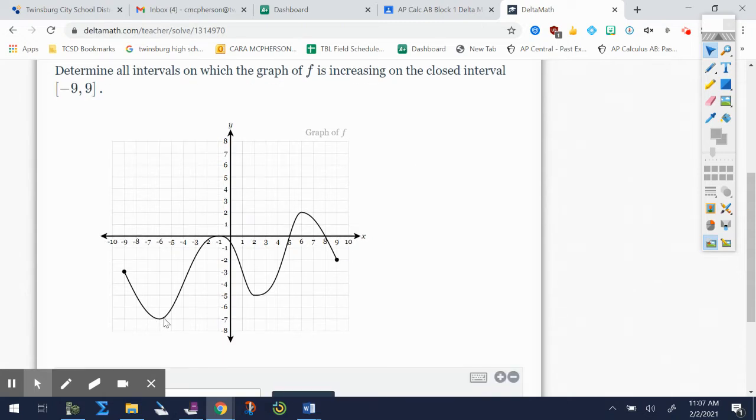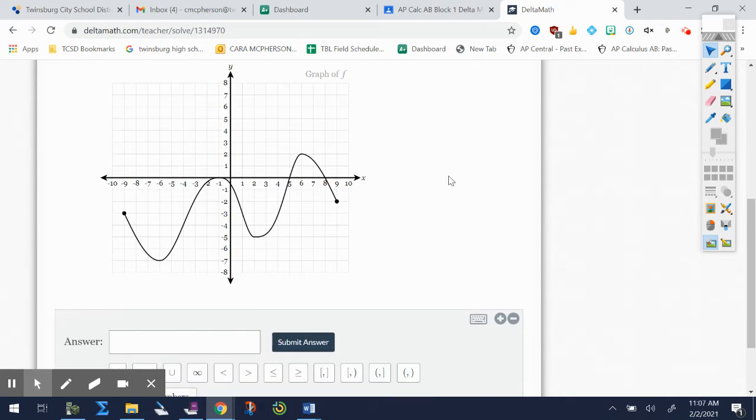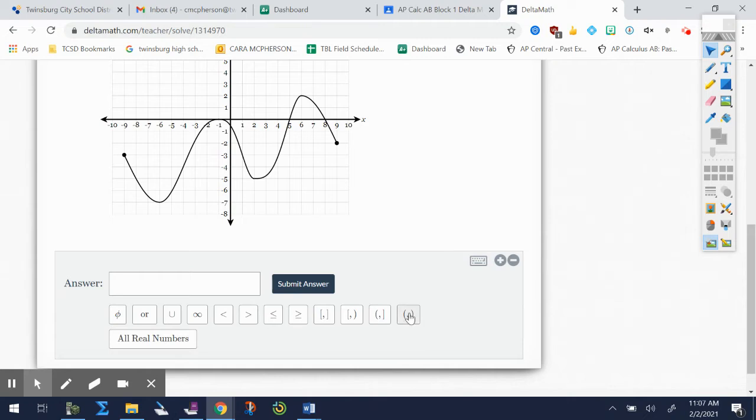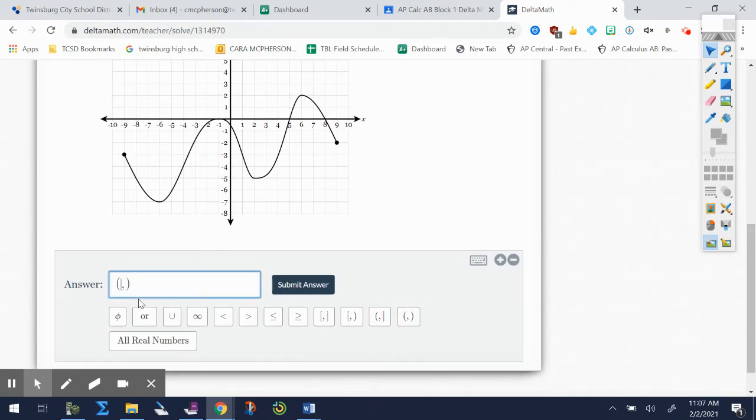So it looks like it starts increasing at x equals -6. These are x values. And it looks like it increases all the way until it gets to -1. You actually have a choice on Delta Math. When you're talking increasing or decreasing, you can use either brackets or parentheses. I, for some reason, out of habit, do parentheses, but either one is right and they will accept both. So you're going to put -6 and then -1 for your interval there.